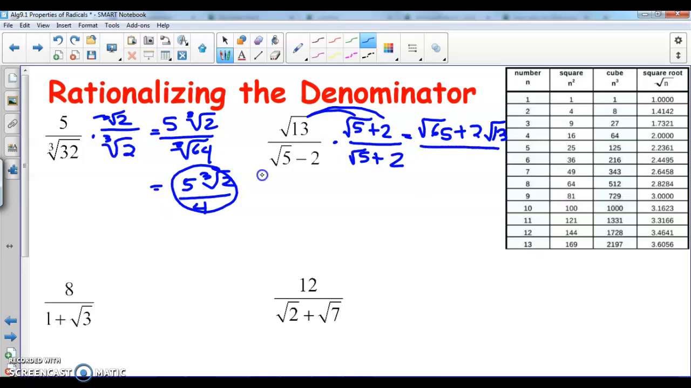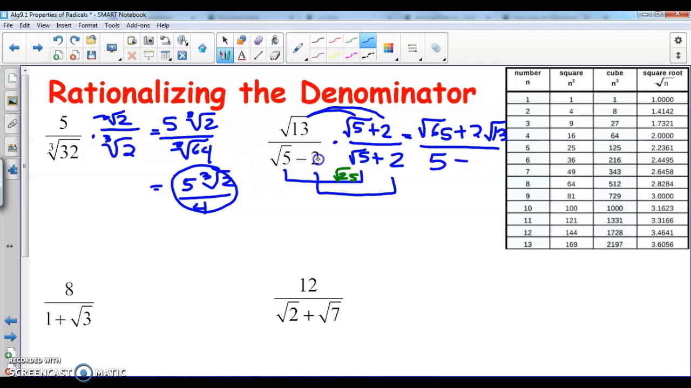So remember your pattern earlier. You just multiply the ones that are the same, and then these two together. So what's the square root of 5 times the square root of 5? That is the square root of 25. But what is the square root of 25? 5. So we're going to write here 5. Then negative times positive is negative.